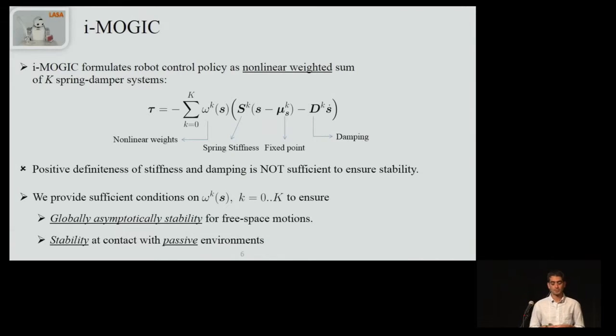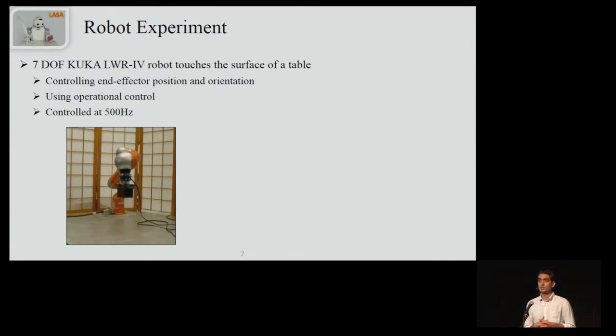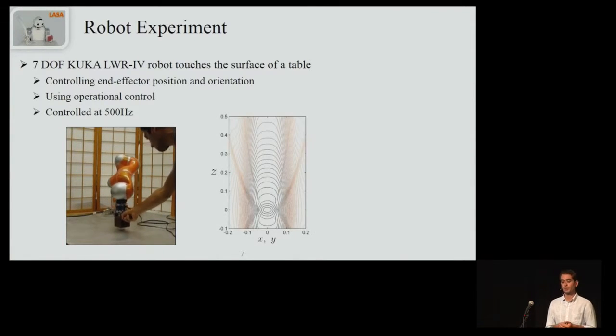Here's an example of using iMogic to control the KUKA lightweight robot. The task is simple: the robot should just reach the surface of the table. But here I would like to emphasize that there is no reference trajectory. The robot motion and its interaction with the environment just naturally come based on the situation the robot is in.